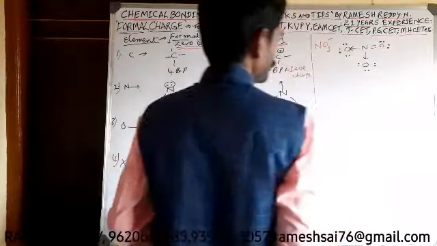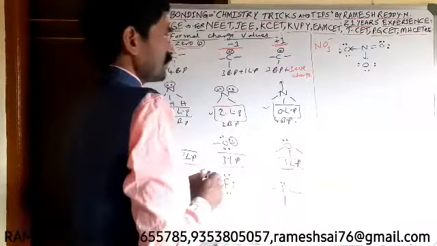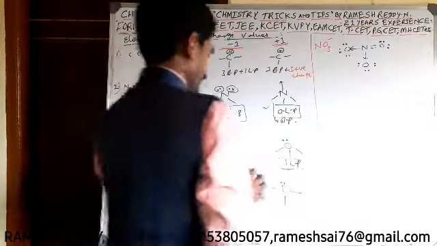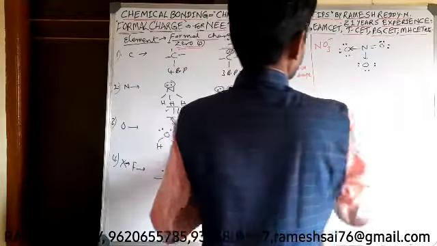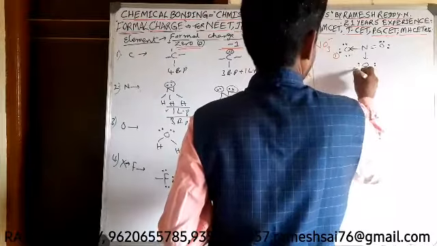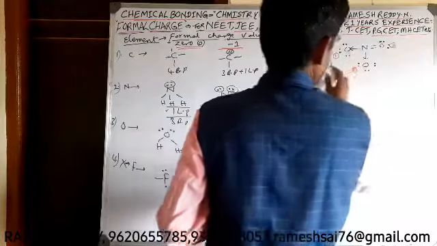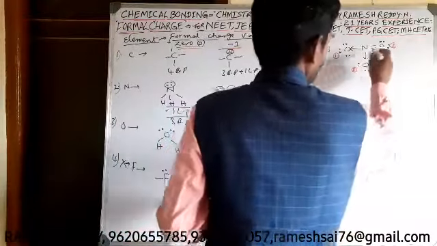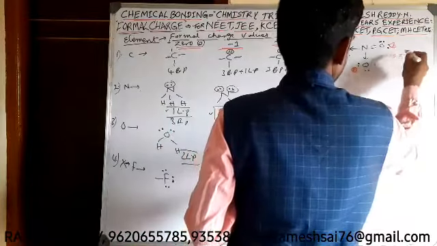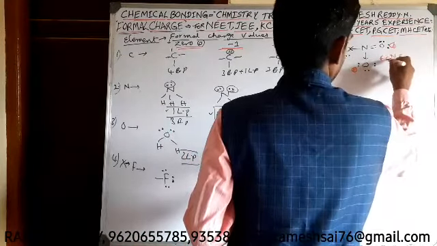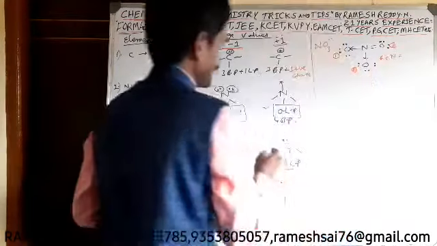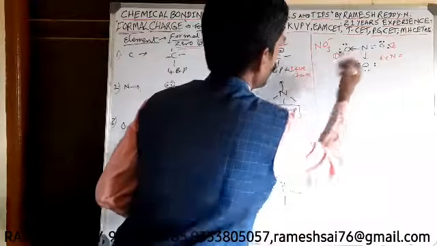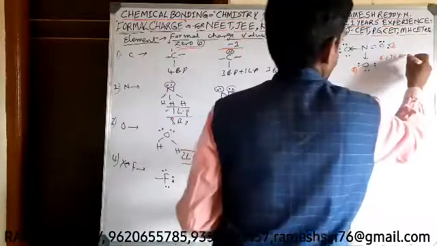Okay. So now here, what is the formal charge of nitrogen? This is the first oxygen, the second oxygen, the third oxygen atom, and it is a nitrogen. For nitrogen, the formal charge of nitrogen is +1, because here nitrogen has 4 bonds.